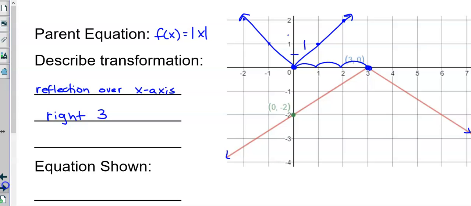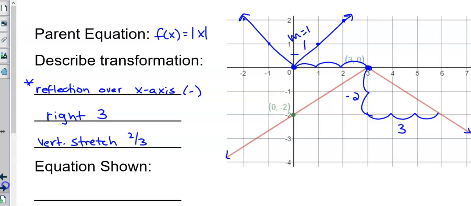So remember, our original slope on the right side was 1. Now the slope of our right side is down 1, 2, and over 1, 2, 3, so it's negative 2/3. I already talked about a reflection, so that takes care of the negative. So I'm just going to say the vertical stretch is positive 2/3, since we already took care of the reflection part, the negative part.